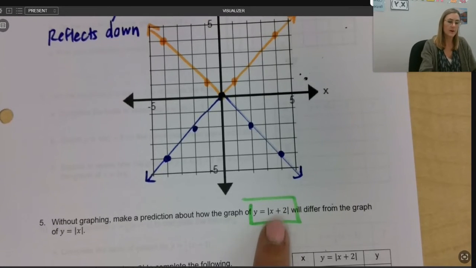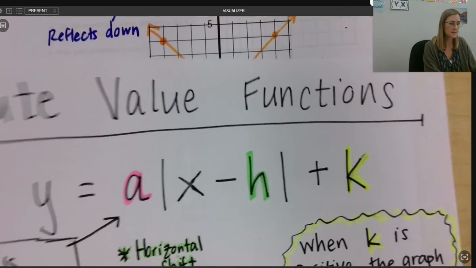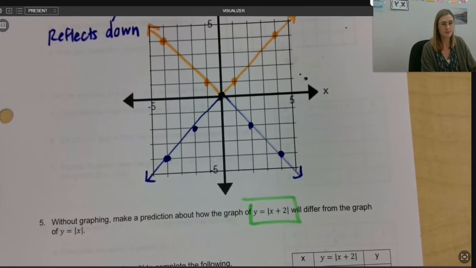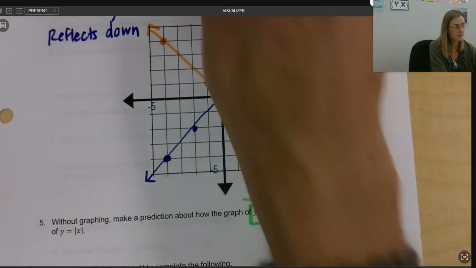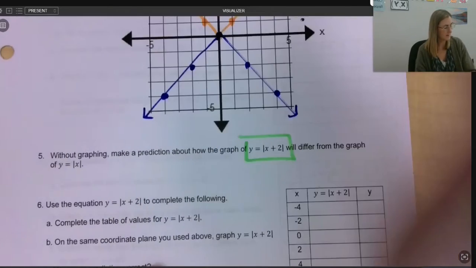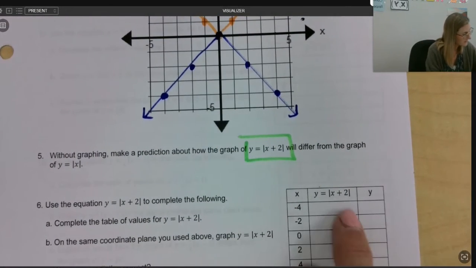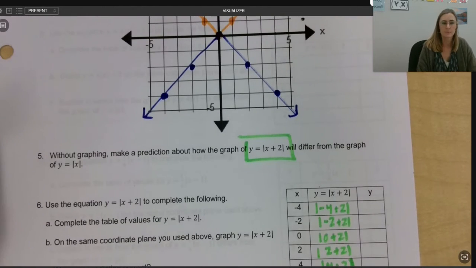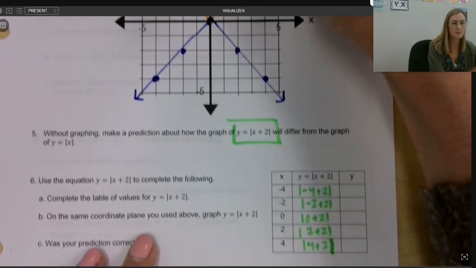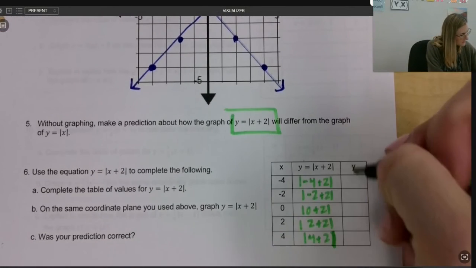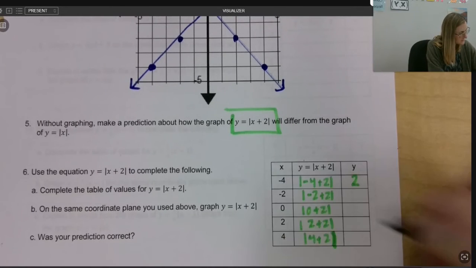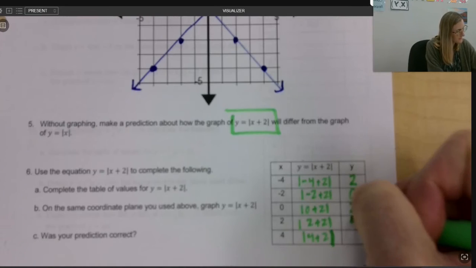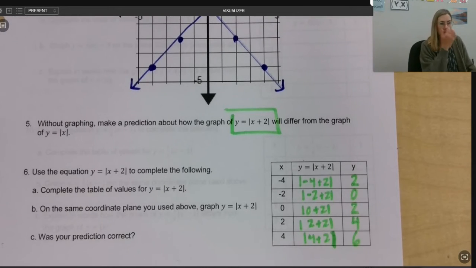So if we look at our poster, this is going to result in a horizontal shift. So it's either going to move left or right. And we can make a little table of values here. If I were to plug in -4, it would be -4 plus 2 or -2. So -4 plus 2 is going to be -2, but the absolute value of -2 is 2. The absolute value of 0 is 0. The absolute value of 2 is 2. Absolute value of 4 is 4. And the absolute value of 4 plus 2 is 6.